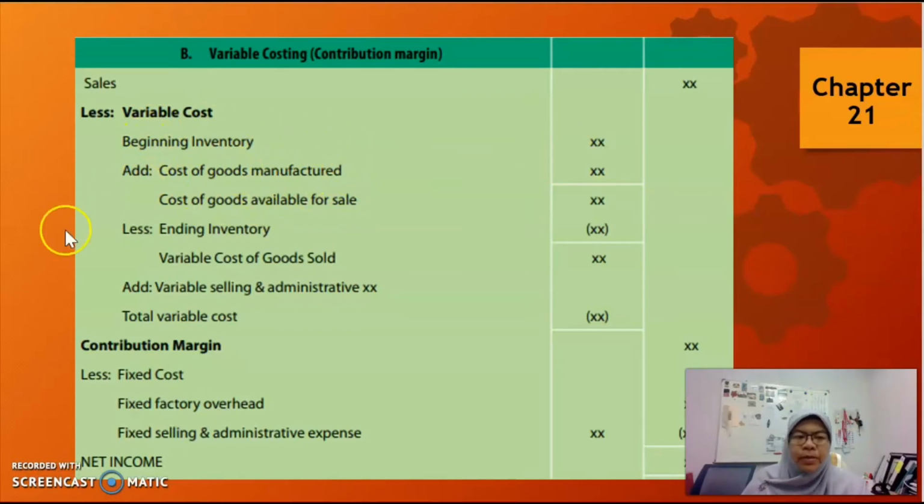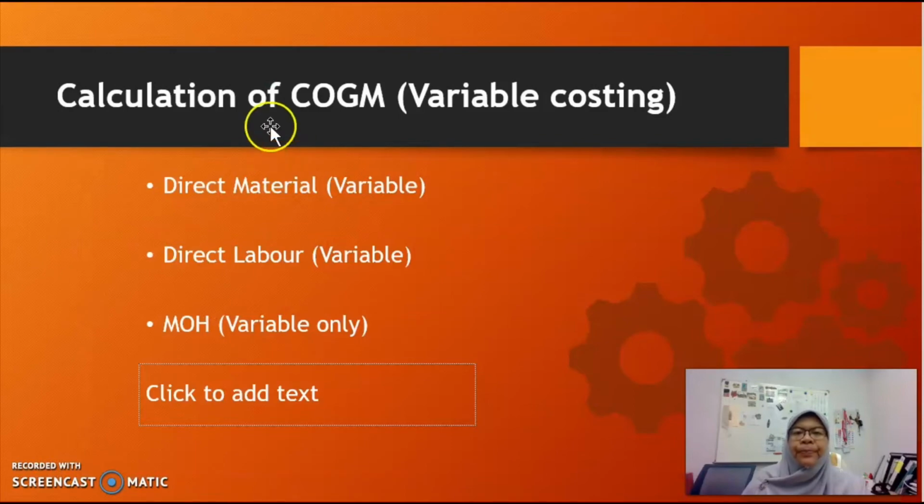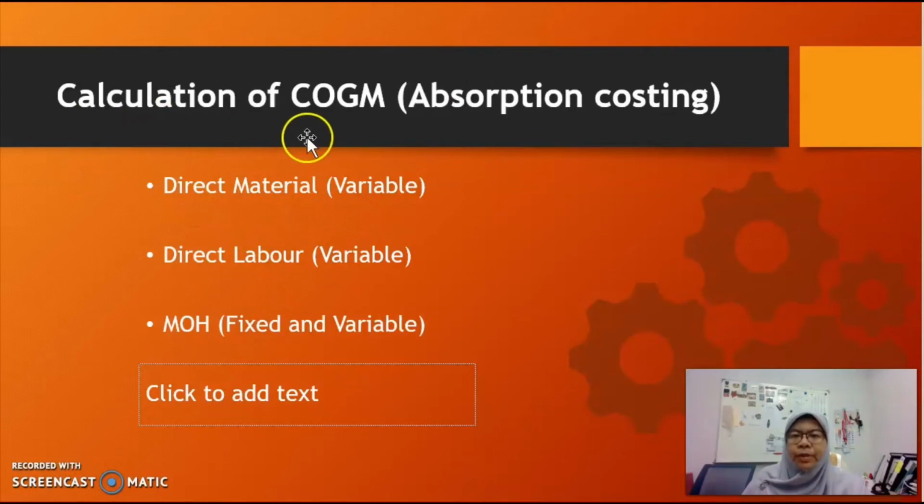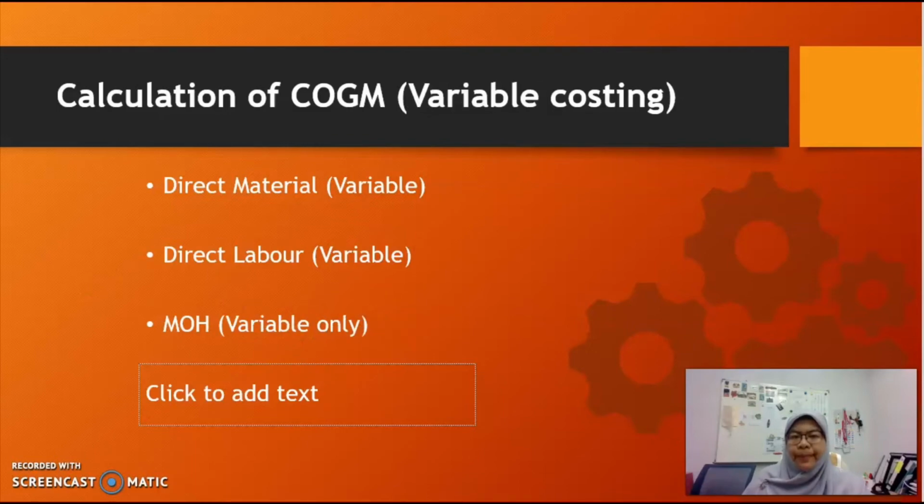So how to calculate this COGM under variable costing? COGM under variable costing includes direct material, variable, direct labor, also variable cost, but we take only variable manufacturing overhead. So careful, under variable costing, we take all the variable costs. Compare with the calculation of COGM under absorption: we take direct material variable, direct labor variable, but MOH, we take all, fixed and variable.